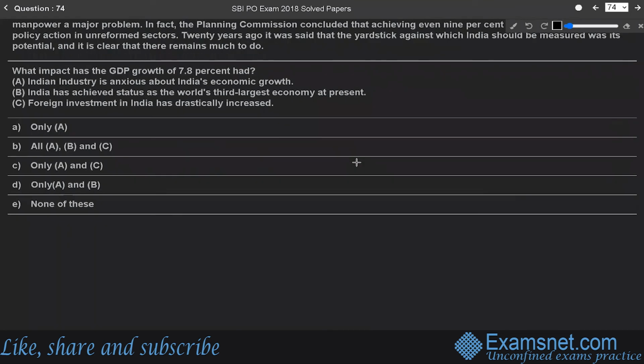Next part of the question is, what impact has the GDP growth of 7.8% had? Business people often carp about India's problems, but their irritation this time has a nervous edge. In the first quarter of 2011, GDP grew at an annual rate of 7.8%. In 2005 to 7, it managed 9 to 10%. According to the above lines of the paragraph, only statement A follows, which is Indian industry is anxious about India's economic growth. So the correct option is A, which says only A.